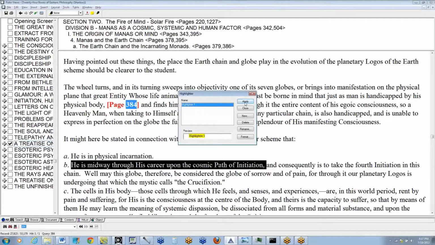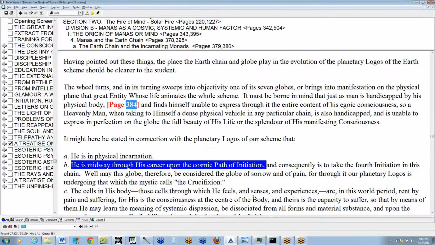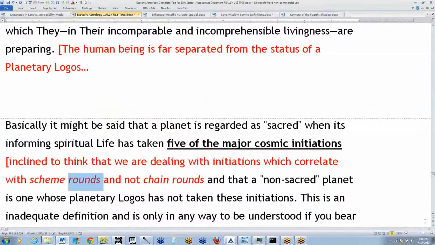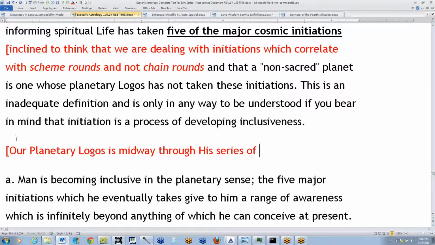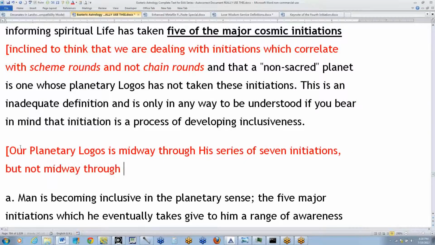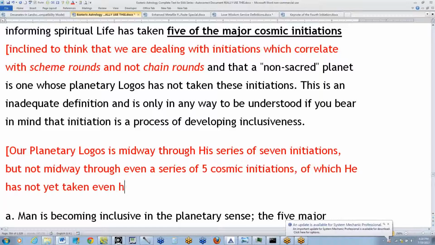So now that's the question. If he took 7 initiations, he would be midway through his career. But if he's to take, let us say, 5 cosmic initiations and hasn't taken the second cosmic yet, he's not midway through his career. So this is the cosmic path of initiation. So he's midway through his series of 7. I'll say that here. Let's just say that our planetary logos is midway through his series, got to be a capital H, his series of 7 initiations, but not midway through even a series of 5 cosmic initiations, of which he has not yet taken even the second.